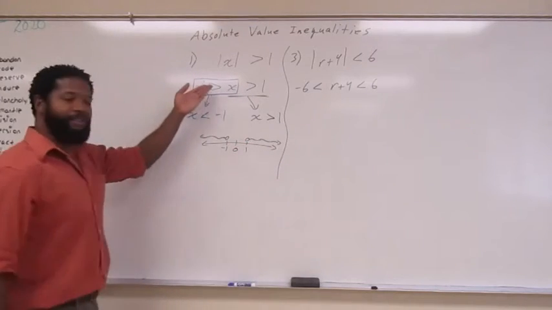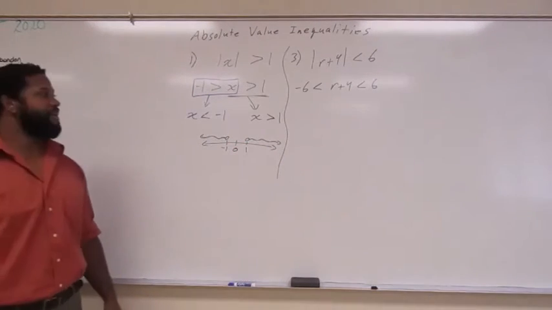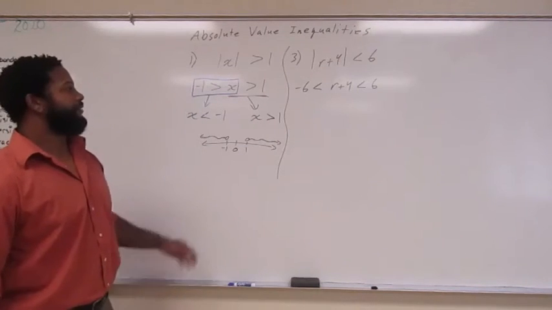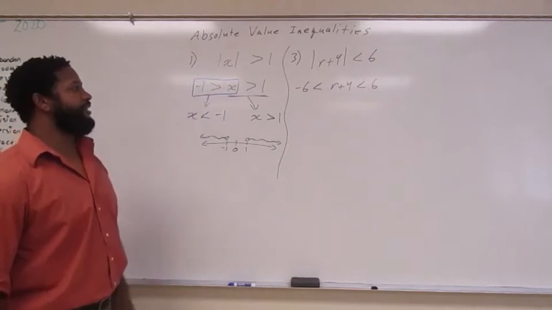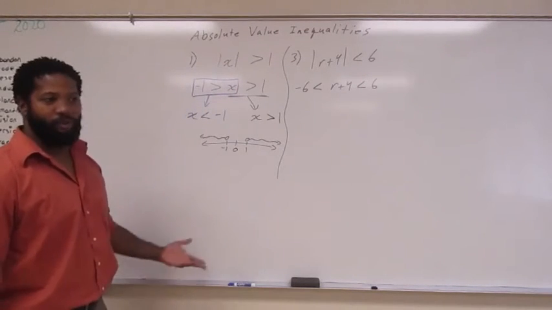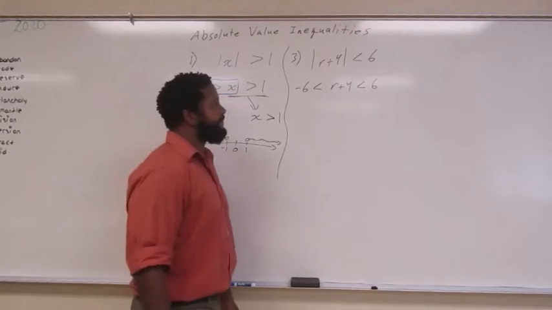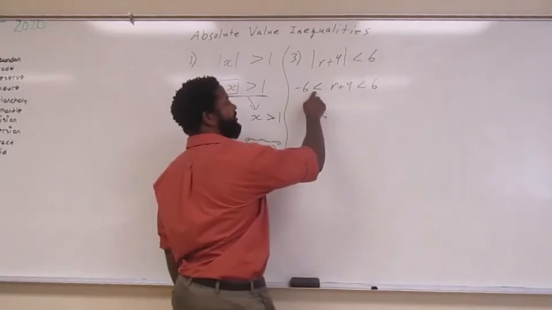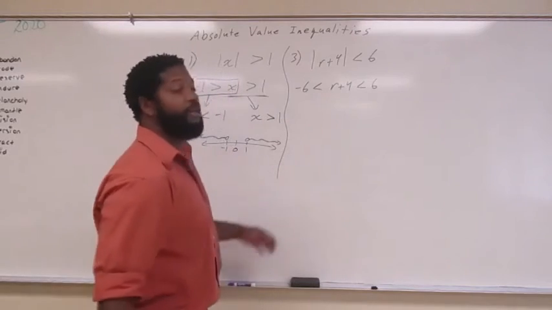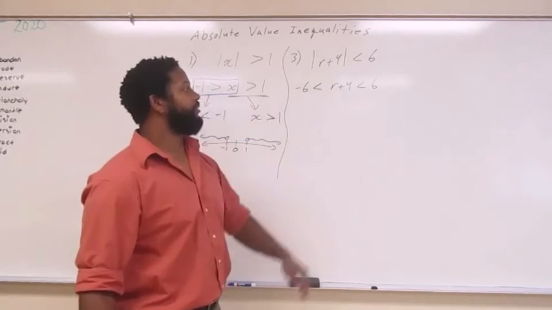Not like this, because in this type of situation, if you have negative 1 that's greater than x, but x is still greater than 1, you clearly have an or. Whereas negative 6 is less than r plus 4, which is less than 6. Yes, it's going in order, so you should know that this is an and.